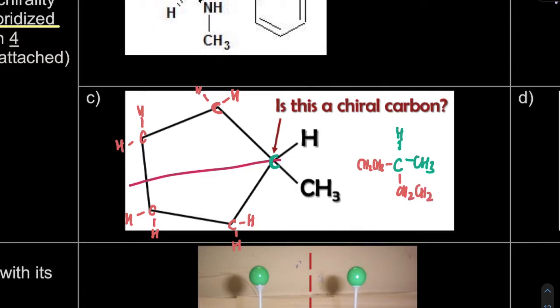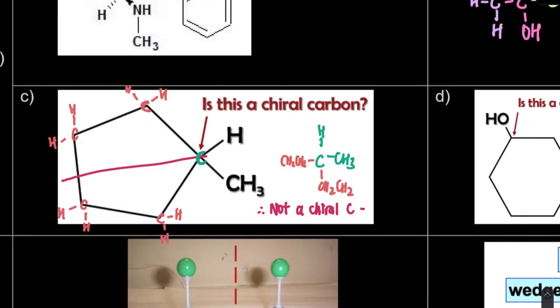So when we check it here, is it attached to 4 different group? Okay, ni hydrogen, CH3. Okay, they're 2 different. Okay, CH2, CH2. Tapi ni pun CH2, CH2. So, because it has 2 of the same group, so this is not a chiral carbon. So this lah, not a chiral carbon. Okay, so this is the example C. Now let's look for example D.